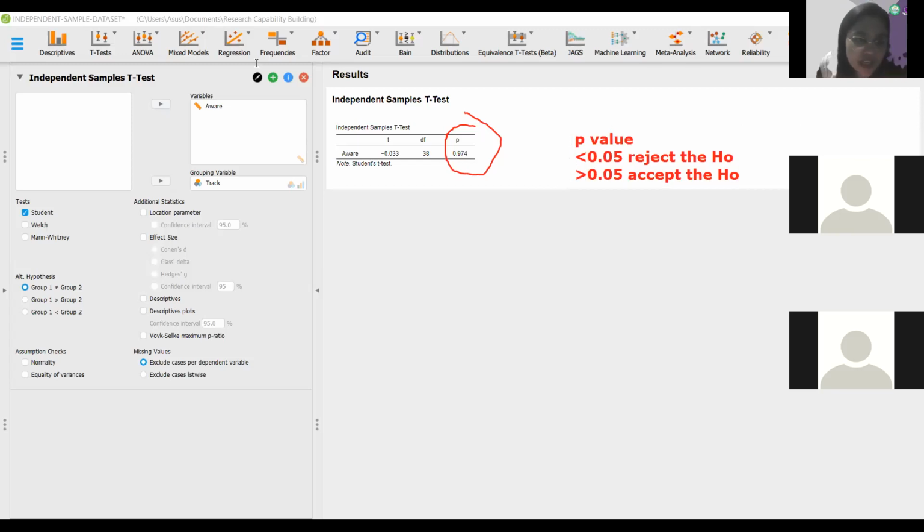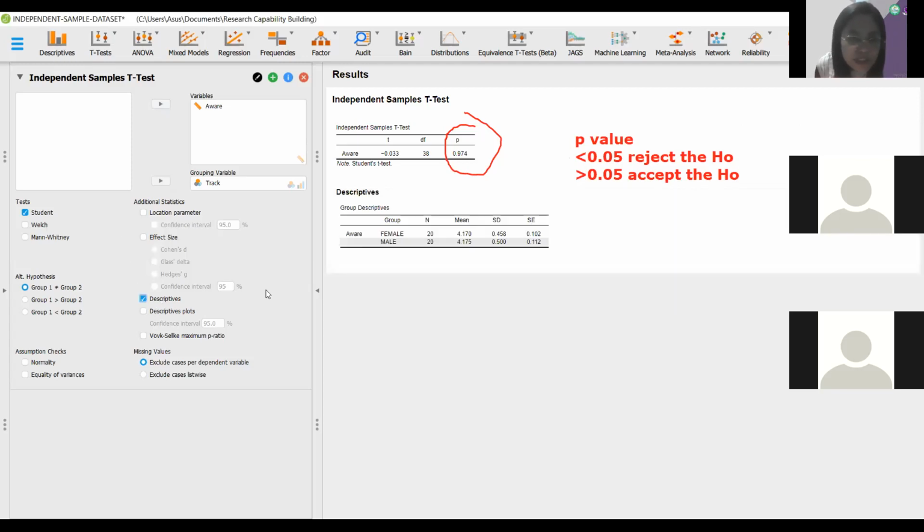Now, you can also include the descriptives here. Actually, kahit hindi mo na pindutin itong descriptives dito, you can also place the descriptives here. And we just need the mean. So, the mean for male and female will also be given by JASP if you click the descriptives here sa side. And then the standard deviation will also be given. So, automatic yan siya lahat.